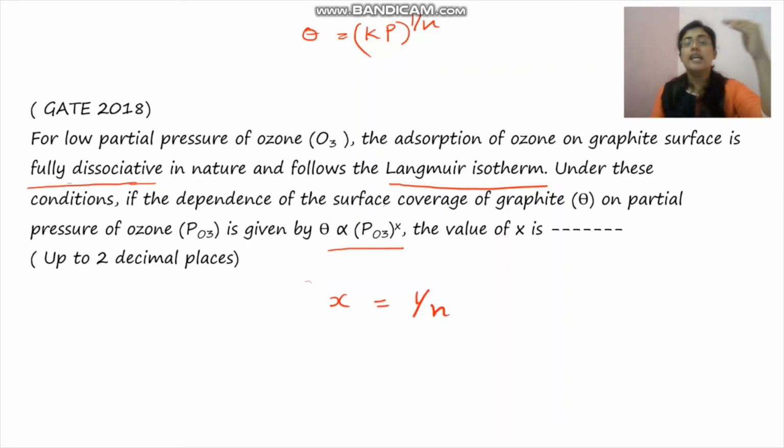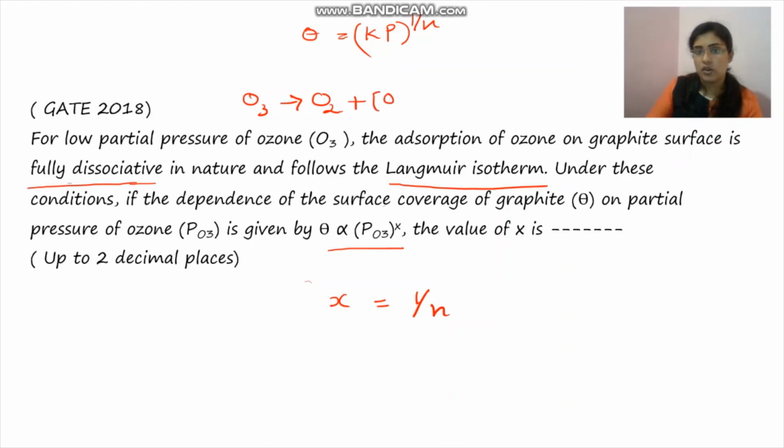Comparing the question and the equation that we have, I can find that the x asked in the question is the 1 by n in my equation. And how do I find this 1 by n? It is told that ozone is fully dissociative. Generally, ozone will dissociate into O2 plus O, with nascent oxygen. This is how the general splitting occurs for ozone.